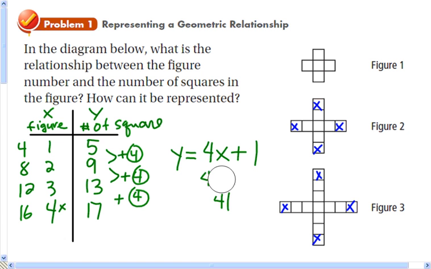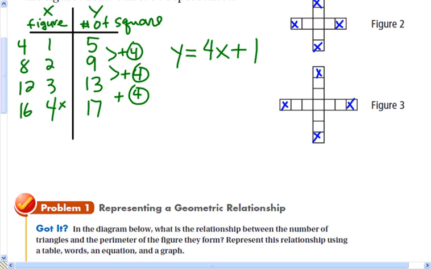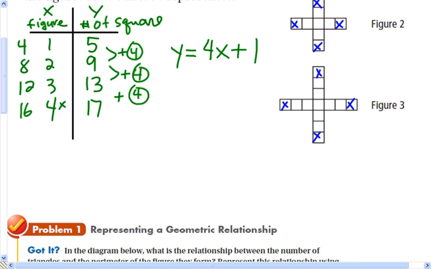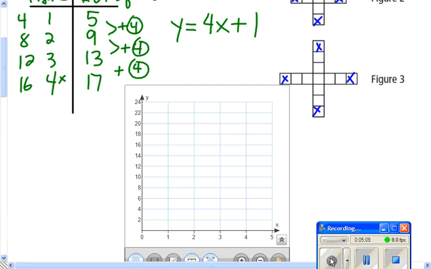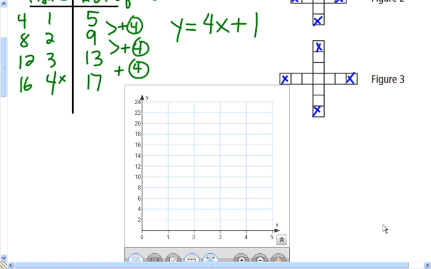All right, we also want to represent this with a graph. One thing graphs do is help us tell if it's a linear relationship or not. So I'm going to get a graph up here. All right, so here's our graph. Figure 1 has 5. Figure 2 has 9. Figure 3 has 13. Figure 4 has 17, and if we wanted to keep going, we can see that it goes up by 4, so the next figure would have 21, and notice that these all line up really nice.